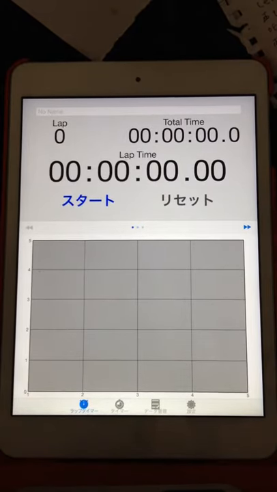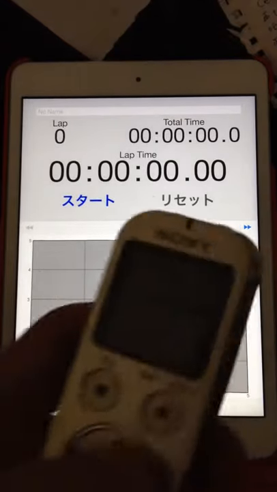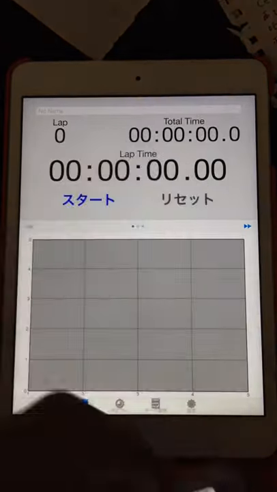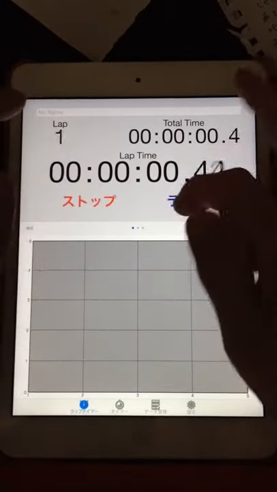Welcome to Every Morning Experiment on timing progression. Let's start singing and tapping. 1, 2, 3, 4.